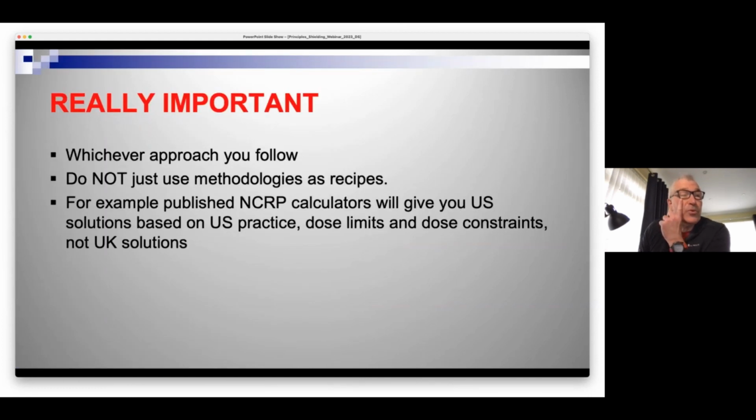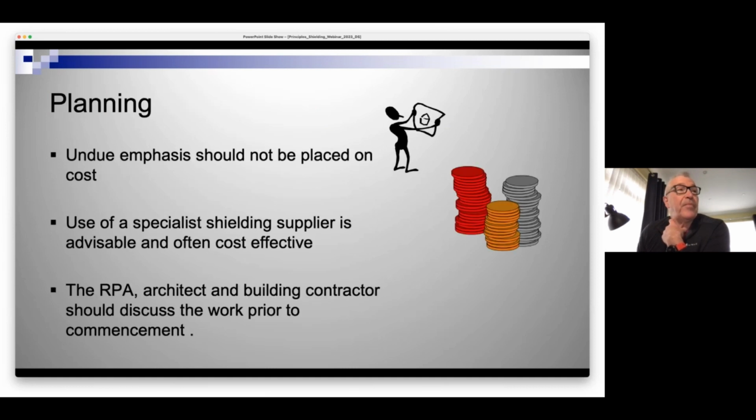But it's really important to notice that whichever approach you follow, do not just use the methodologies as recipes. If you use the NCRP calculators, for example, you'll get a solution for the US that's based on US practices, US dose limits and dose constraints, not a UK solution, and it certainly will not be proportional. So we really recommend that whatever you do, you understand the methodology and do not use it as a recipe.